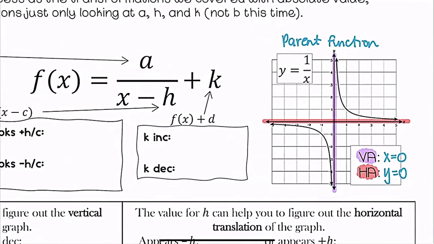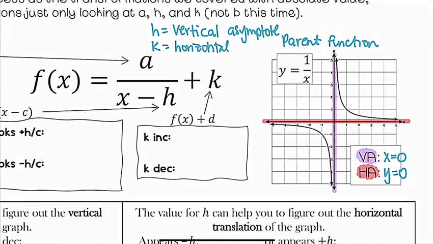So h decides horizontal transformations, and it will give us our vertical asymptote because that impacts where we are horizontally. So h gives us the vertical asymptote. Let's squeeze that right here. And then k gives us the horizontal asymptote because k deals with vertical transformations. So that changes where we are compared to the axis, specifically to the y-axis. Okay, there we go. Perfect.